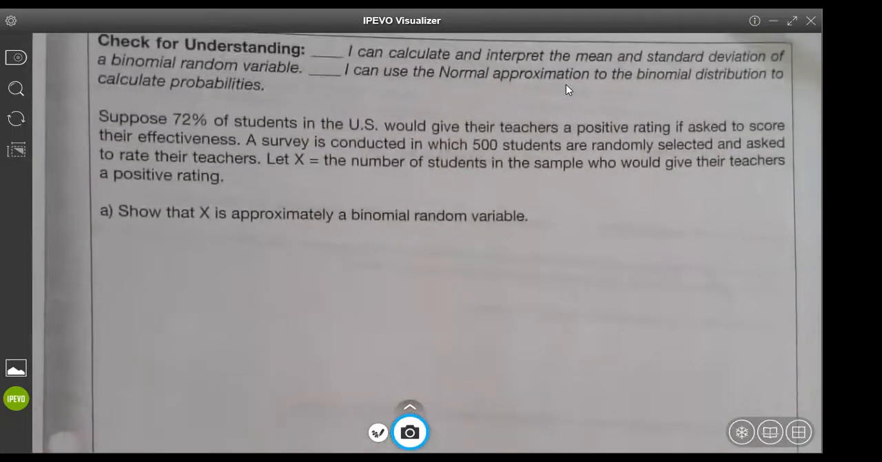Show that X is approximately a binomial random variable. Suppose 72% of students in the US would give their teachers a positive rating if asked to score their effectiveness. A survey is conducted in which 500 students are randomly selected and asked to rate their teachers. Let X equal the number of students in the sample who would give their teachers a positive rating. So again, how do we show that it's a binomial random variable?